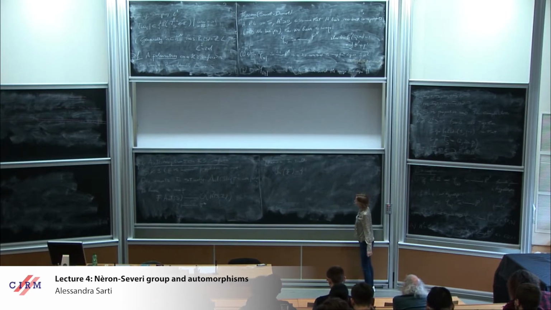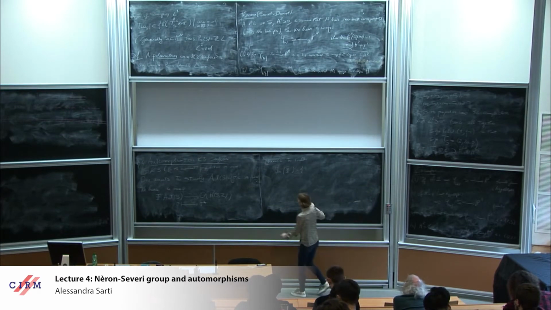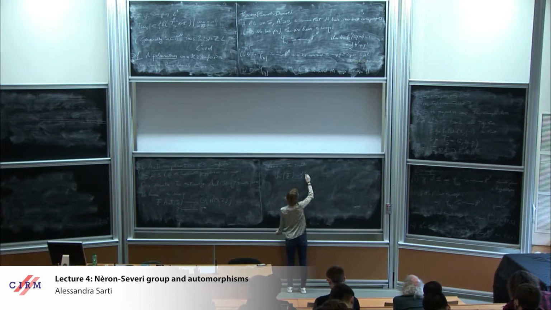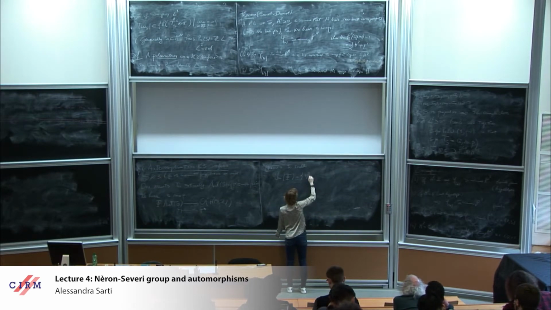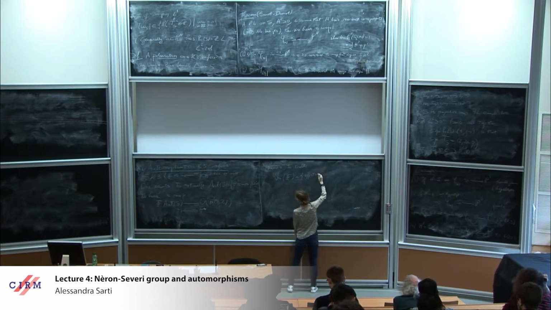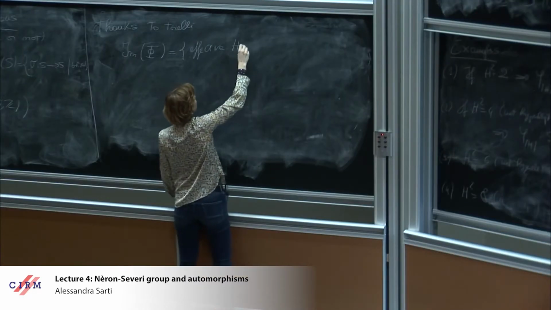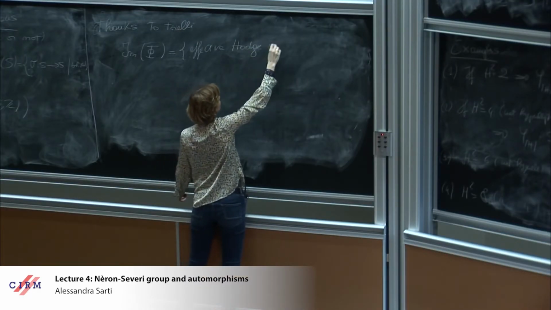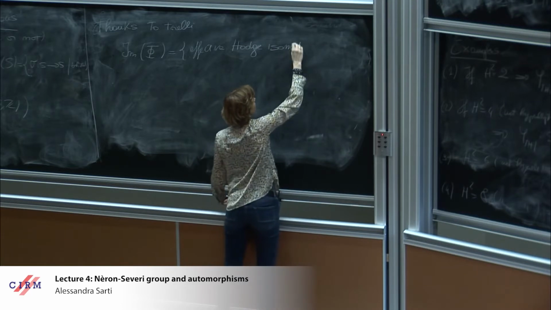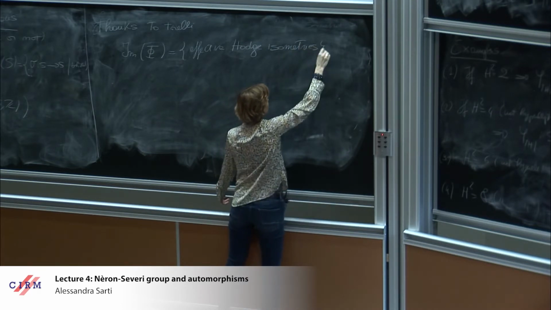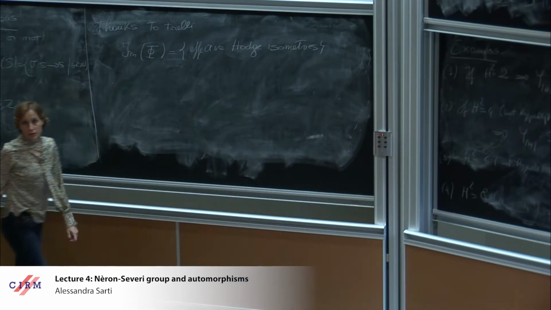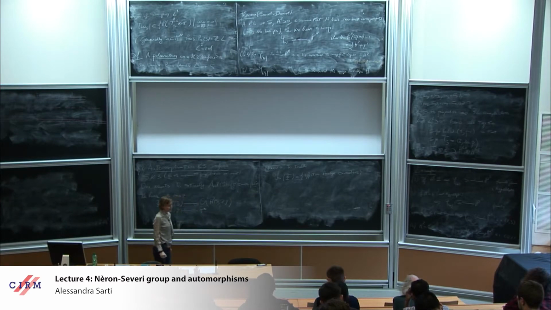So let's go back. Aut of S, the automorphisms that are isometries, so the effective Hodge isometries. Those are the ones that send the 2-form to the 2-form and a Kähler class to a Kähler class.